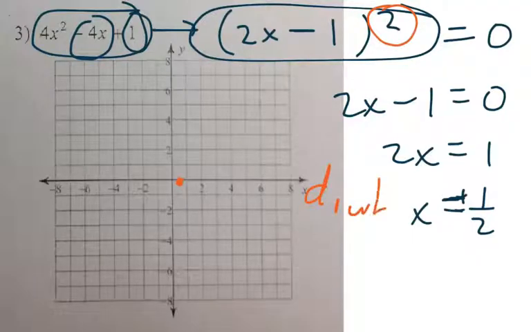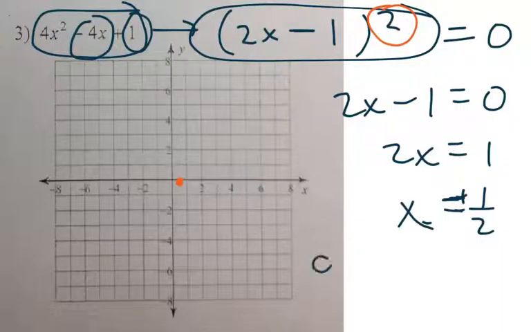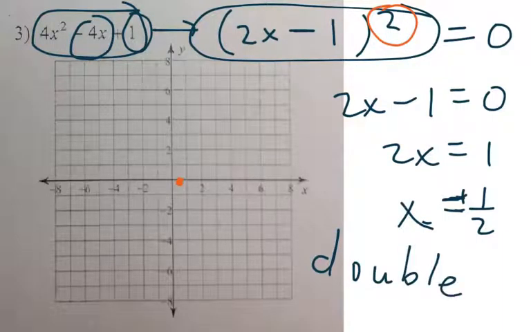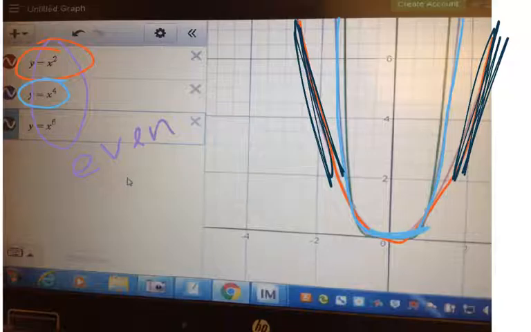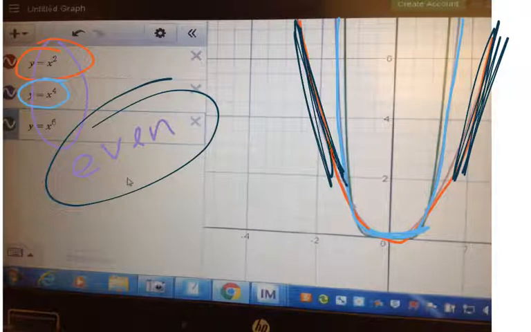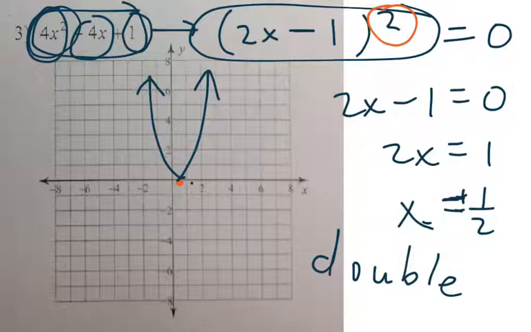A double root means the vertex. Let me write that a little bit neater there. Kind of rushing here a little bit. And a double root means that's where the vertex is, okay, guys? And because it's a positive 4x squared, I know it's going to go up on the left and right side like any positive even function is going to do. Remember what I showed you right here? Any positive even function, they always go up on the right and left side, right? And so that's a rough sketch of what that function is going to look like.